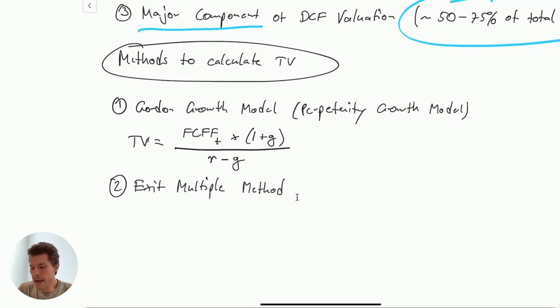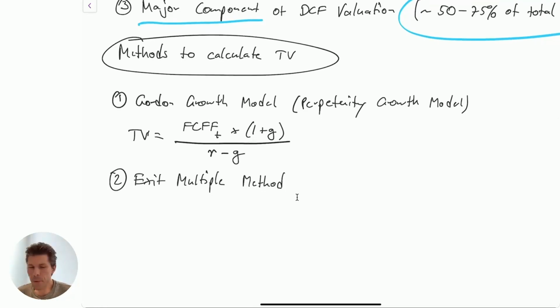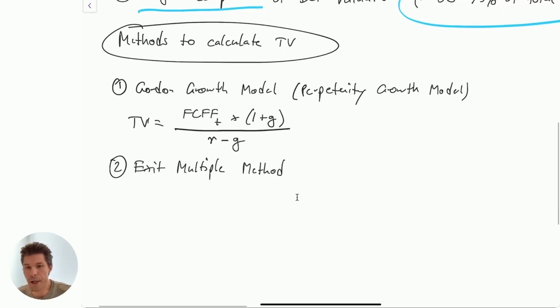This formula is good to use when you have a stable business model that continues indefinitely, very suitable for mature industries, consumer goods, utilities. Exit multiple method, that's another one where you basically use a financial metric and use it as a multiple.